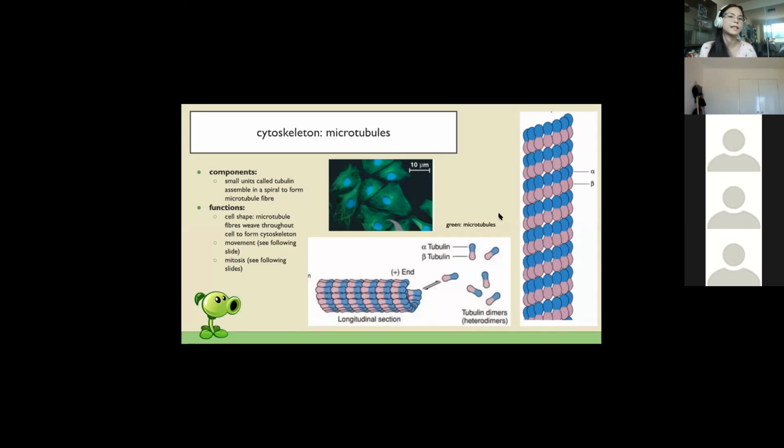So it has many, many functions. Microtubules firstly maintain cell shape by weaving throughout the cytoplasm, as you can see in the green in the micrograph here, and it maintains the shape of the cell so that the cell isn't flopping all over the place.